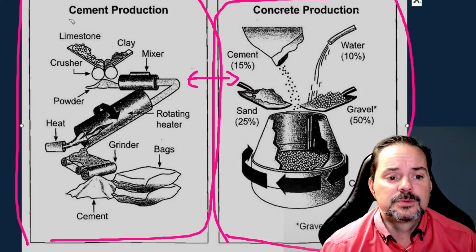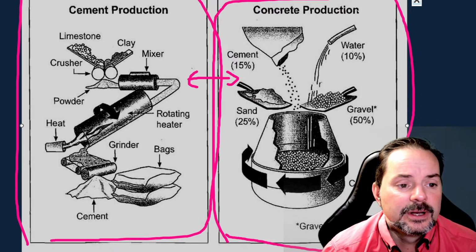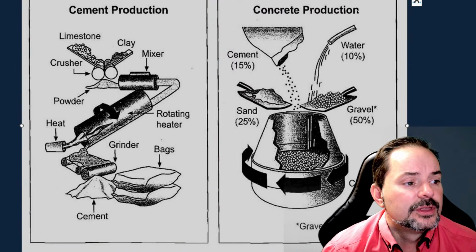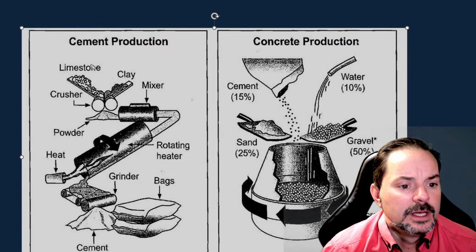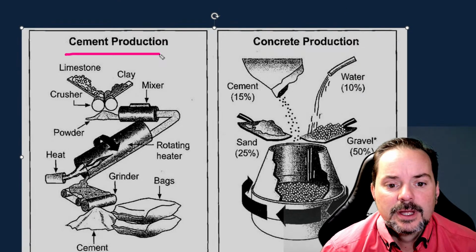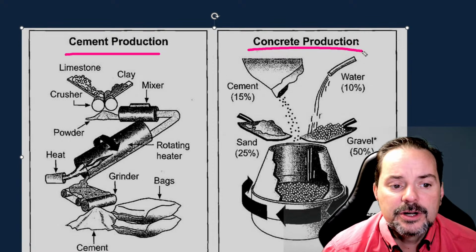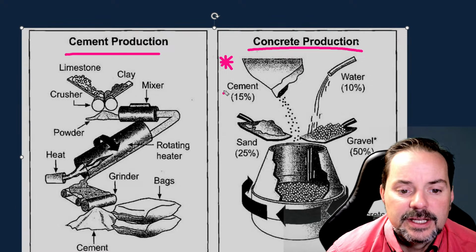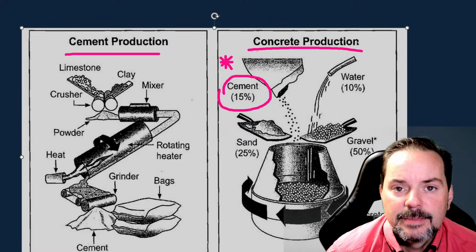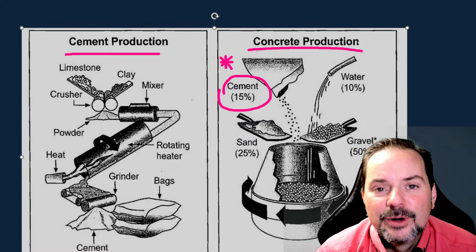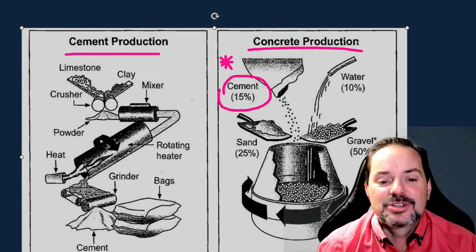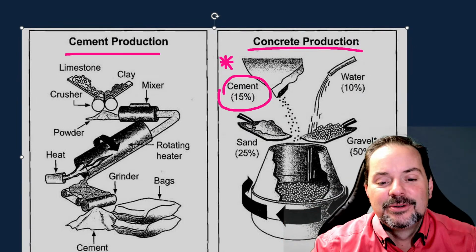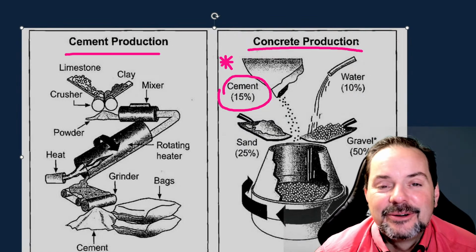Why? Because we can see here that the first diagram deals with cement production, and then the next diagram here deals with concrete production, and one of the key ingredients for concrete is cement. So we're going to have to make sure that we mention how these 2 diagrams are related to each other.